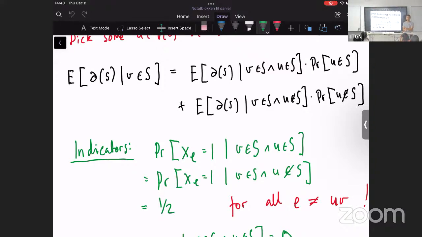So if they're both on the same side of the cut, then the expected value is m/2 minus 1/2, because you lost half an edge. Which in particular means that if they're on opposite sides of the cut, if V is in S and U isn't, then the conditional expectation is m/2 plus 1/2, because that edge is always cut as opposed to never cut.